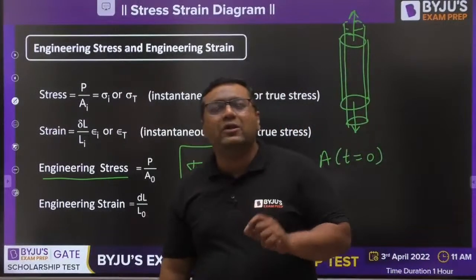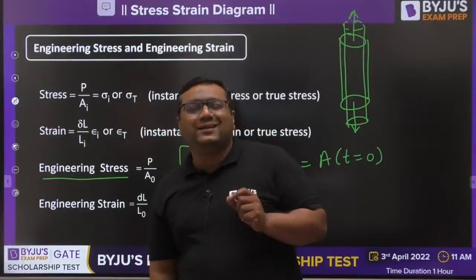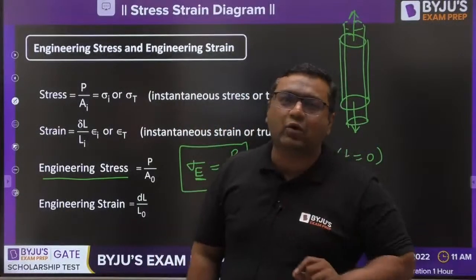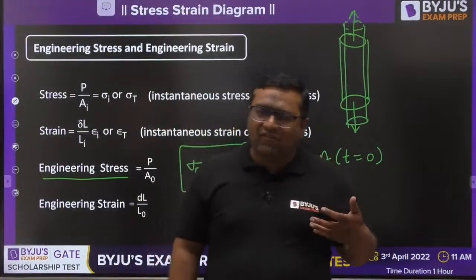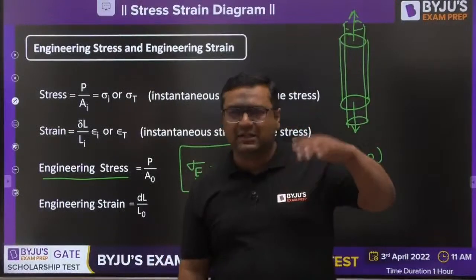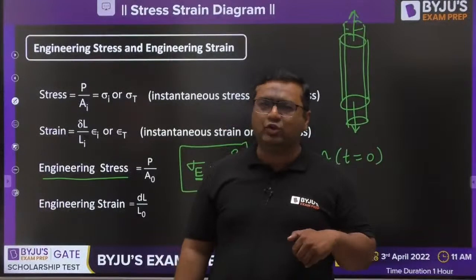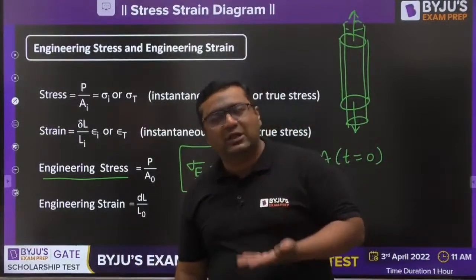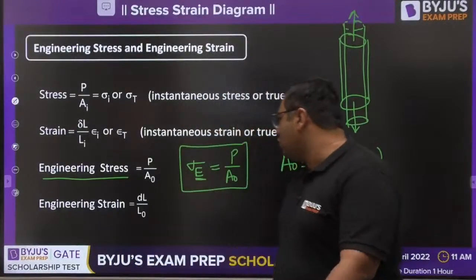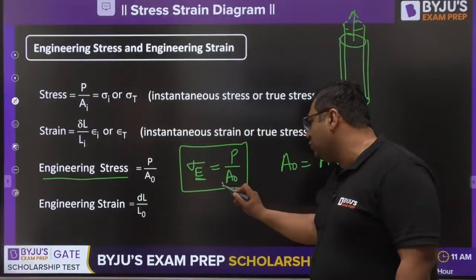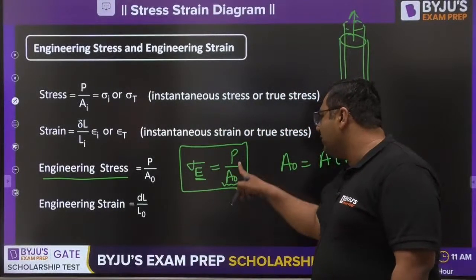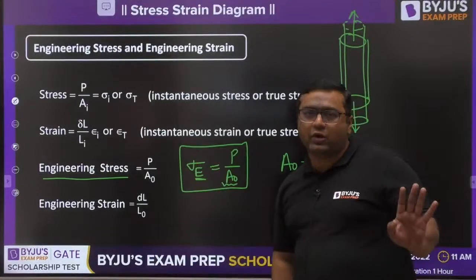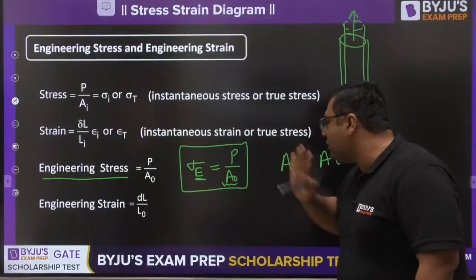It is like on the first day of the month, let us say you have 10,000 rupees in your account, and on the 15th, obviously you have spent some money, but you are assuming that you have 10,000 only, though you know the actual amount would be lesser. Here also, the area is going to be lesser than the original. When the area is lesser, stress would be more. So engineering stress is load per original area.